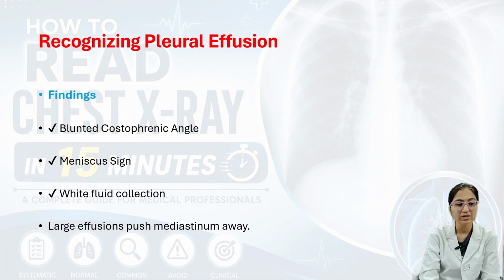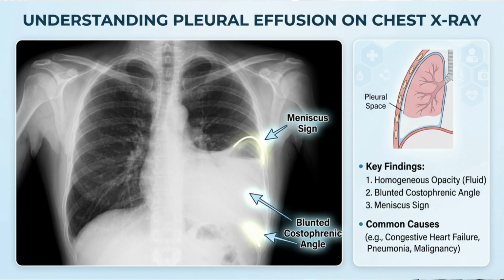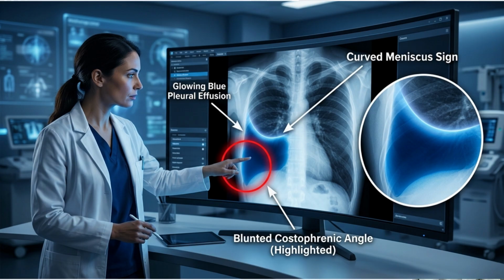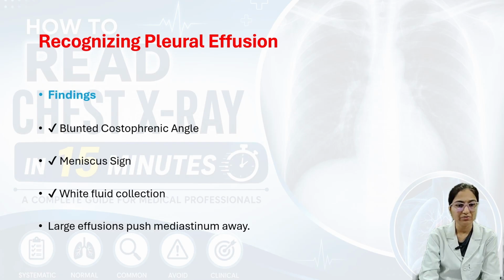How? These are the findings. Blunted costophrenic angle, meniscus sign, and white fluid collection. Large effusions push the mediastinum away. That one you need to clarify.